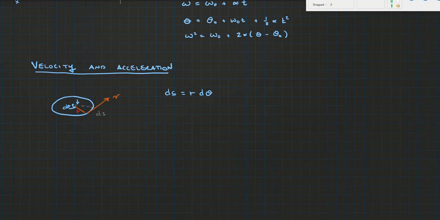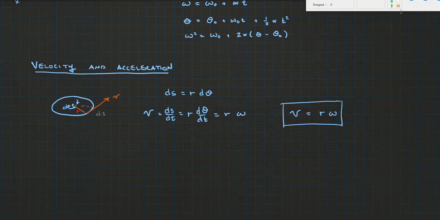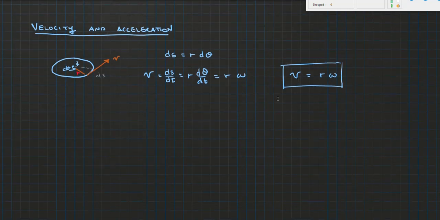Then, of course, we can take the derivative with respect to time of this. And since r is constant, we end up with d theta dt. So this is essentially saying our velocity equals r omega. And that, of course, is worthy of a box. So that's kind of a scalar representation of what's going on. Let's look at a more general case.